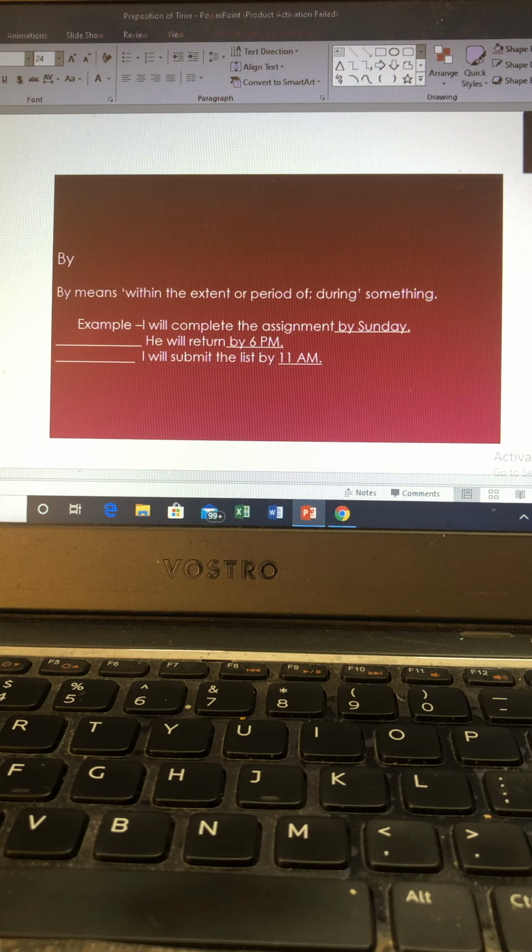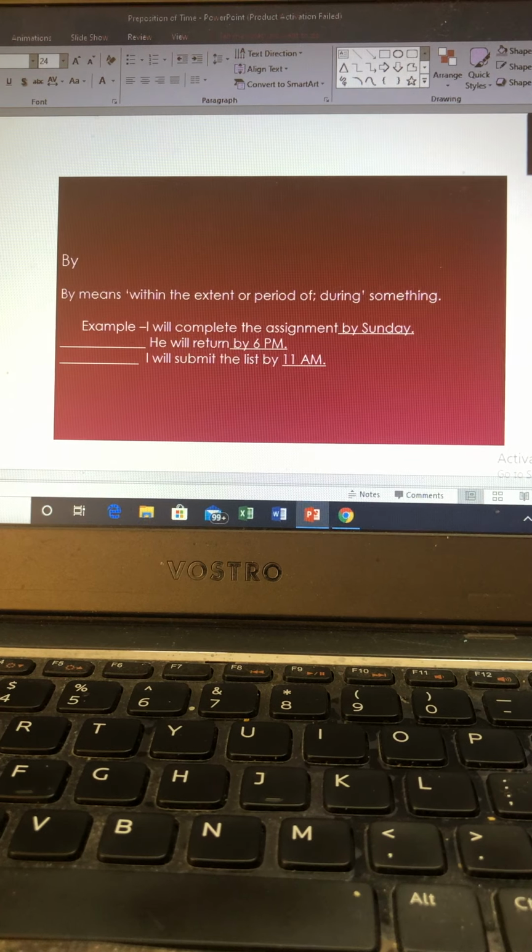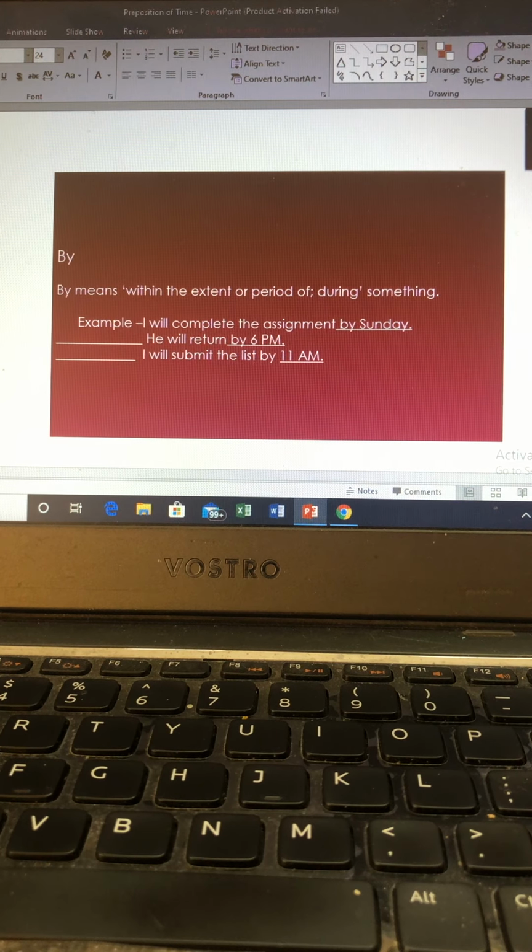He will return by 6 p.m. So the time is till 6 p.m. He will definitely return. This is the period of time that we are talking about. He might return before also. He might return very close to 6 p.m., almost by 6 p.m., but he will definitely return by 6 p.m. So see, mark, every time we are saying by 6 p.m., this means within the extent or within the period of time, or in other words, during this period, right? Whenever we are stating an extent or a period, then we use by.